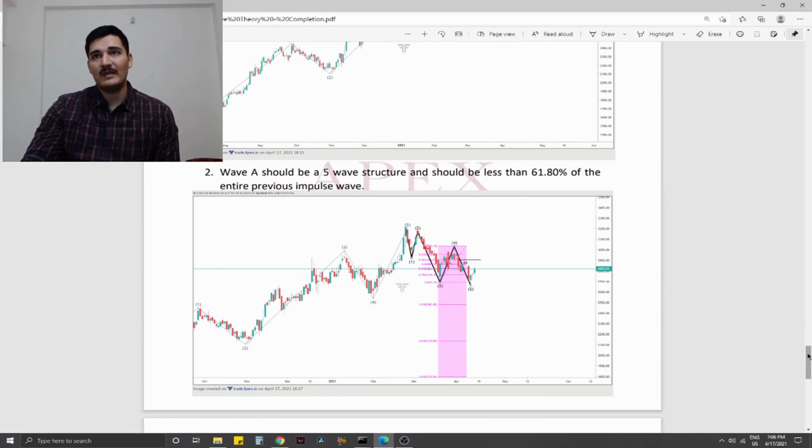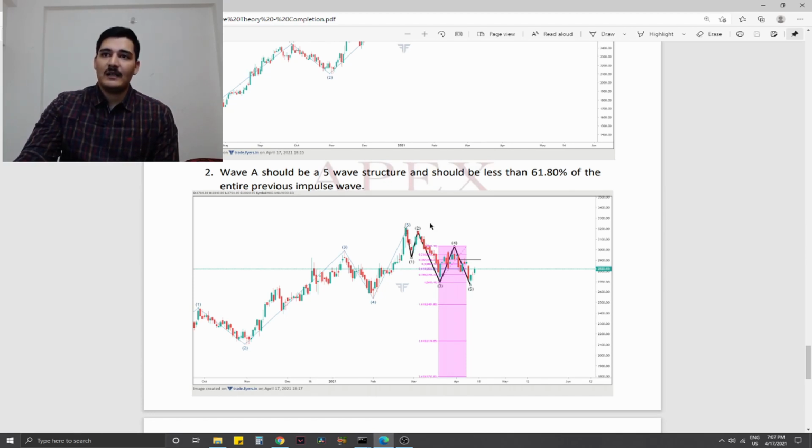Wave A should be a 5-wave structure by itself and should be less than 61.8% of the entire previous impulse wave. Now as you can see here, it is a 5-wave pattern where almost all of the conditions are being met, apart from the fourth not entering the trading range. It is a bit sketchy in this case, but for a lack of being able to find better examples and being tied by time, this was the best chart that I could find.